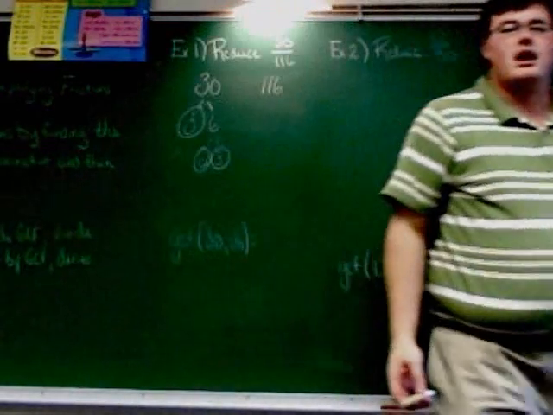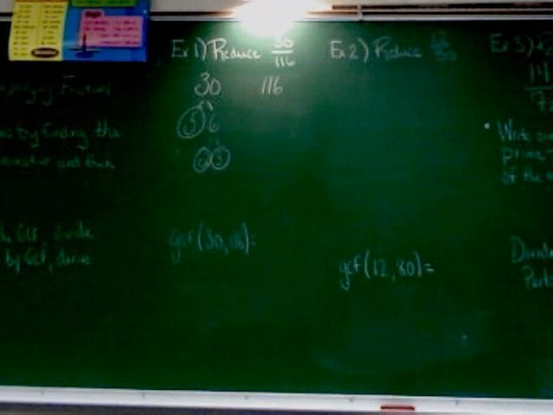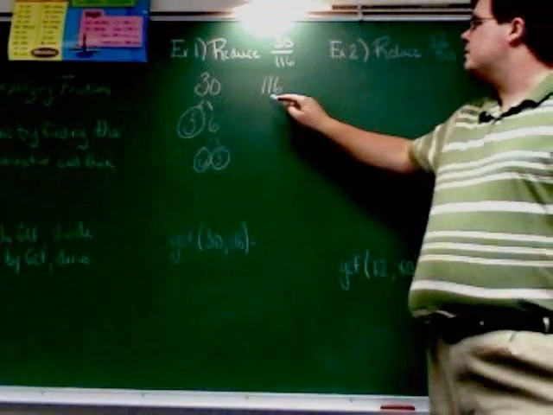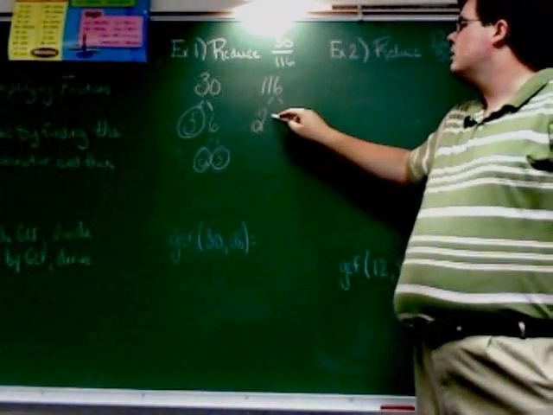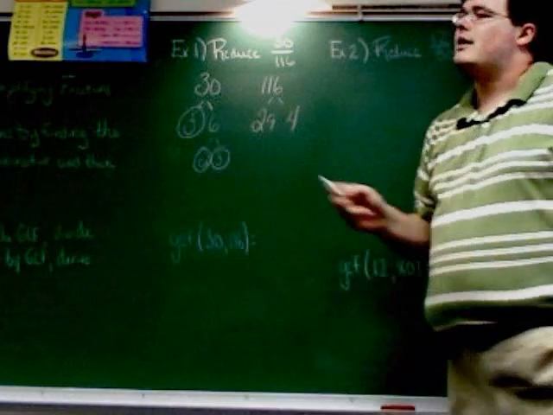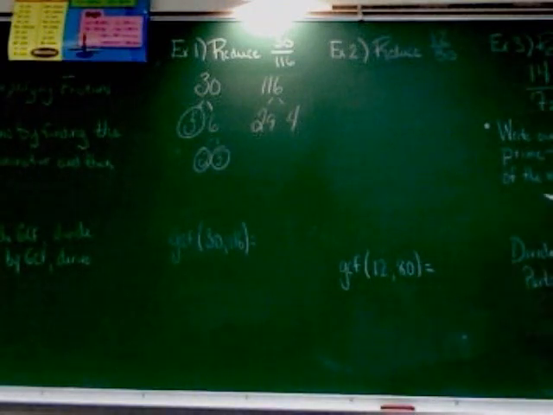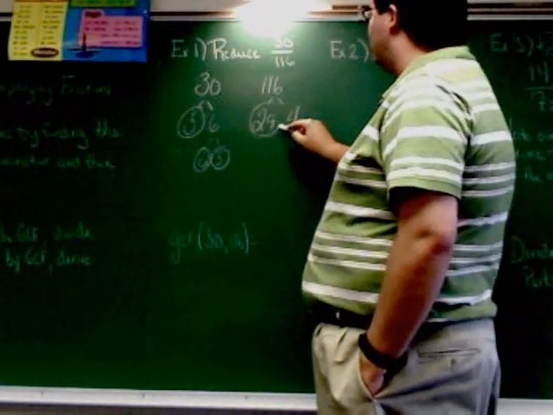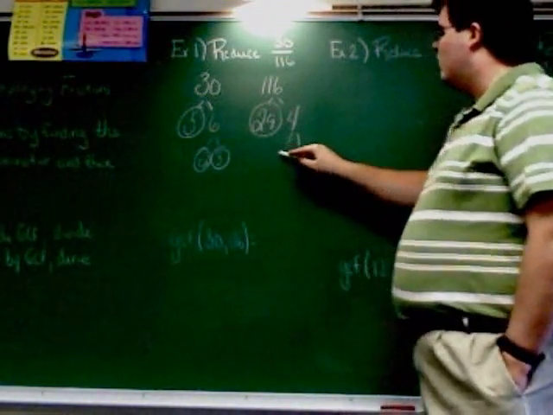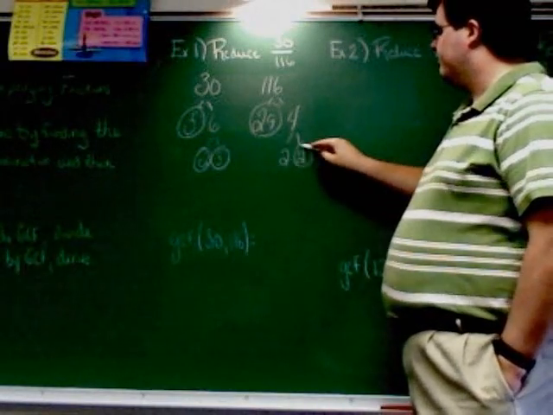All right, now I have to break down 116. Several different ways you can break it down, but I'm going to start with 29 and 4. And I'm starting with 29 and 4 because 29 is already a prime number, so I don't have to work anything beyond on that branch. All right, and 4 breaks down as 2 and 2.